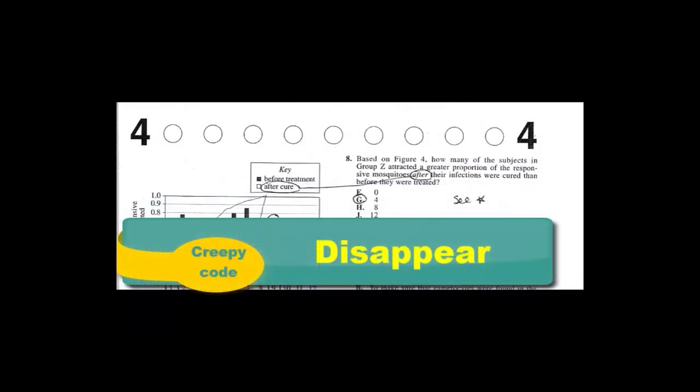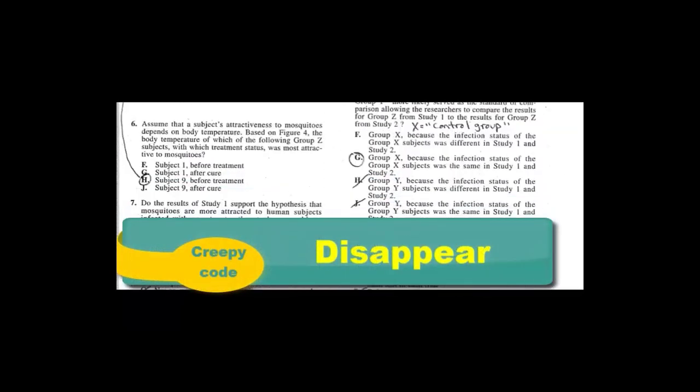Let's go back to the question, read it one more time to make sure we understand what they're asking us. Do the results of study 1 support the hypothesis that mosquitoes are more attracted to human subjects infected with gamocytes? The answer is yes. We saw that with Z. So that means we can go ahead and start crossing some answer choices out. No is out and no is out. It's either A or B.